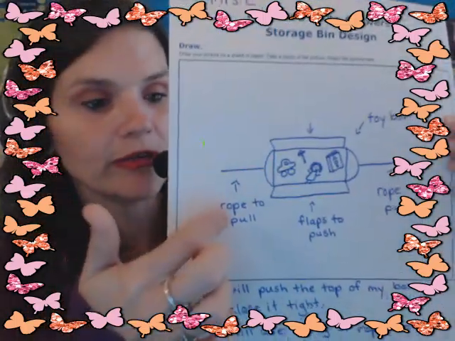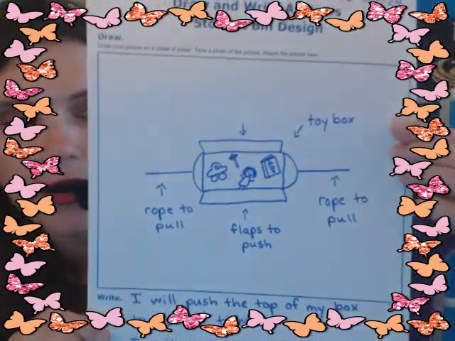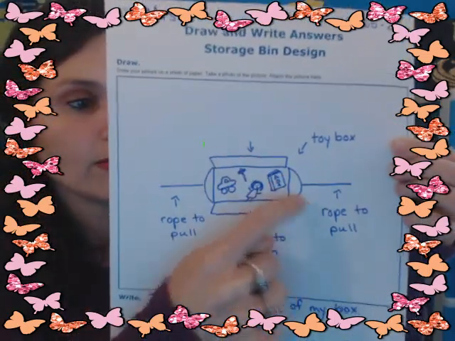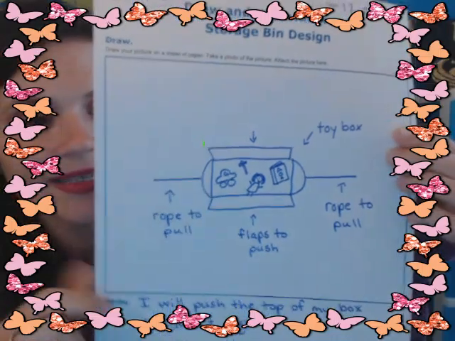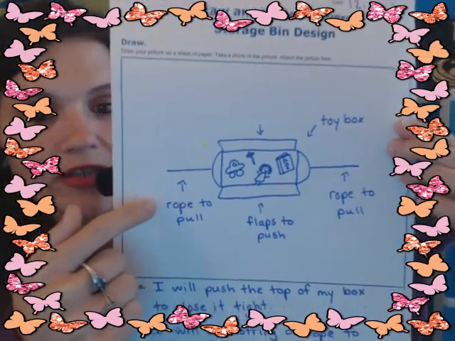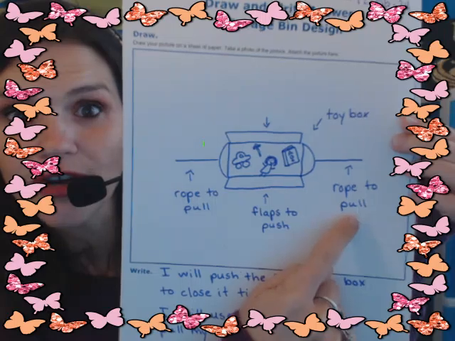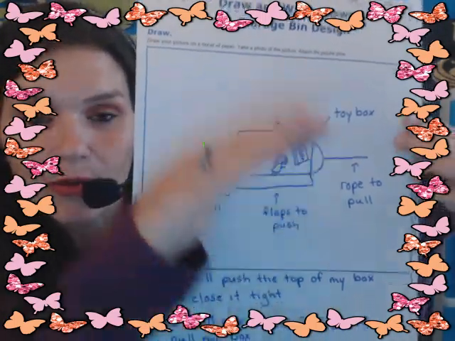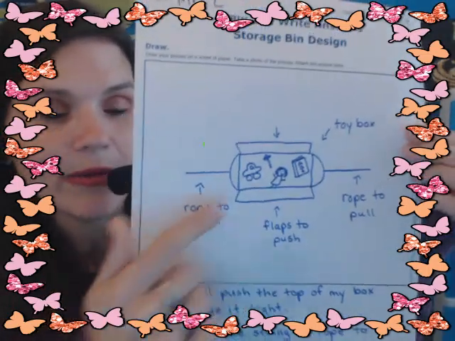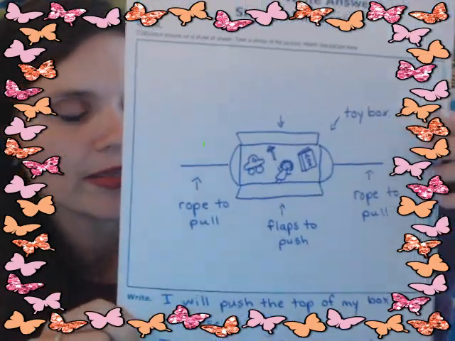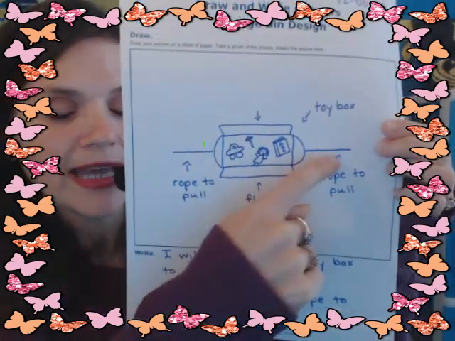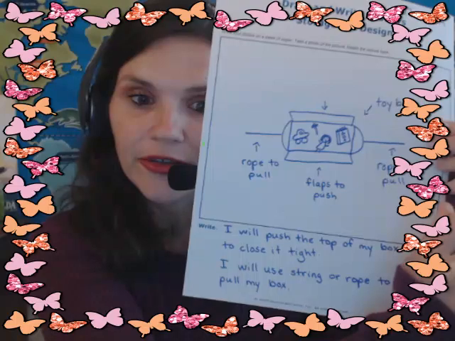Here is my design, and you can see I labeled it a lot. Labels are where you show what the things you have drawn are. So I've got my box in the middle. It's open. You can see my toys inside. I've got rope or string attached to the ends. This is the rope to pull it one direction. This is the rope to pull it the other direction. So it's on both sides. And then the flaps, I'm going to push those down. That way it stays closed and that way my toys don't fall out and it doesn't get caught on the top of my bed. So I've got pushing. I'm going to be pushing down on the top and pulling. I can pull it one direction or the other direction.